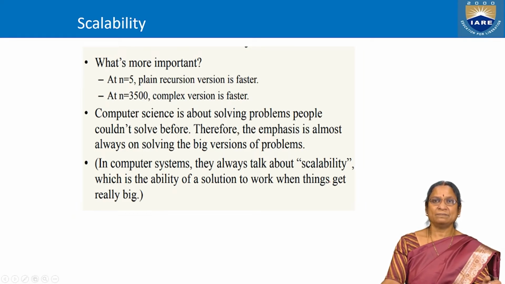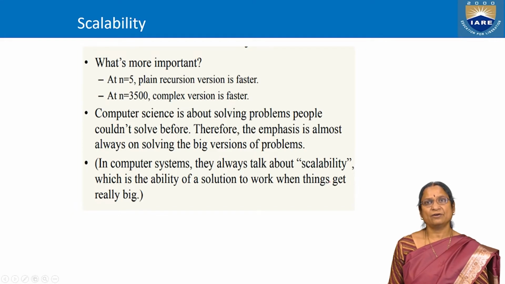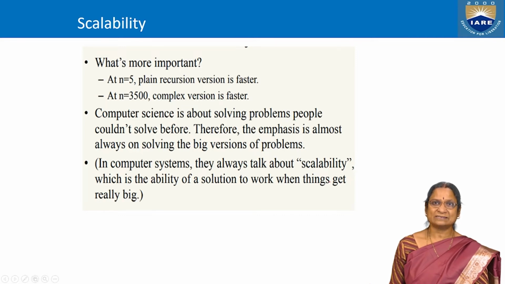So why will scalability be considered? In the previous video, we specified that the scalability of an algorithm based upon input size is an important issue. For example, if n is equal to 5, the plain recursion version is faster. If n is much larger, for example 3500 or 4000, then the complex version is going to be very, very fast. That means depending upon the size of n, the time taken or the fastness of the algorithm is going to be analyzed.